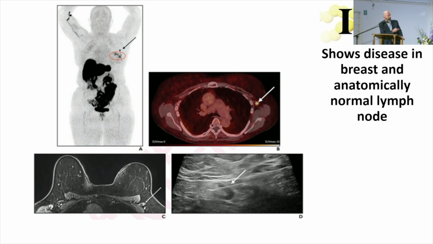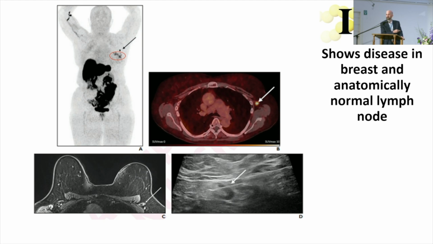This is a different case where we see breast uptake on an FES scan and very clear nodal uptake here. The interesting thing with this lymph node is it was called normal on both ultrasound and MRI. And then we got the FES PET scan and had to go back.